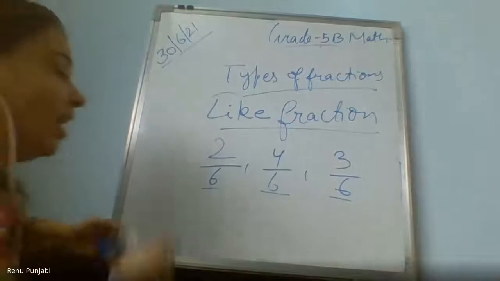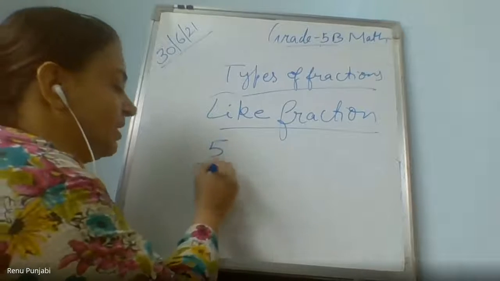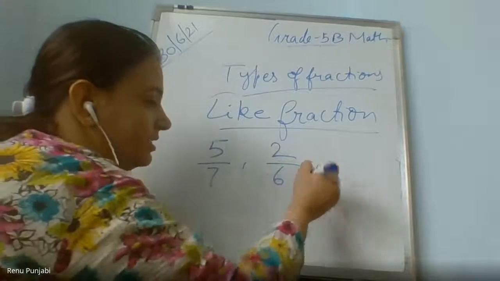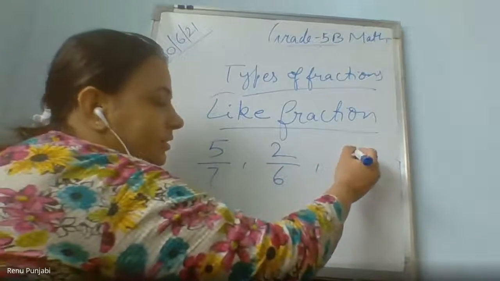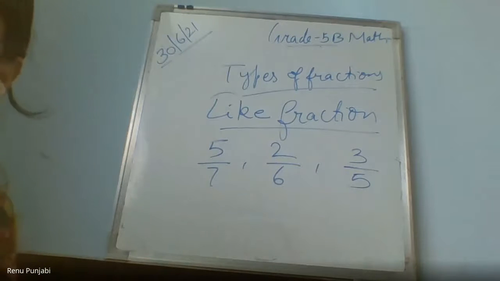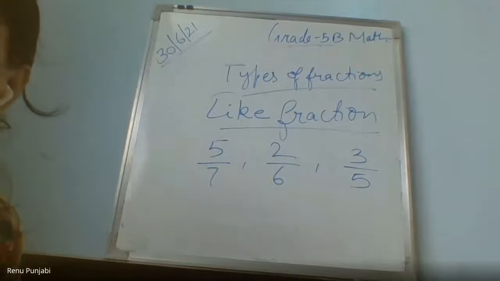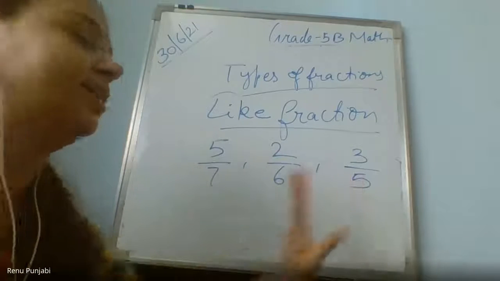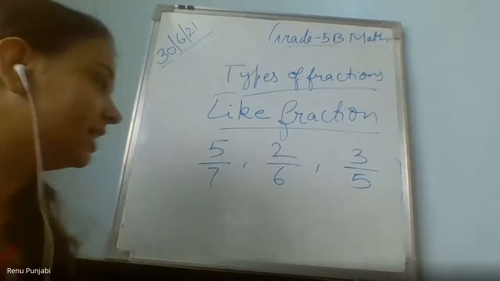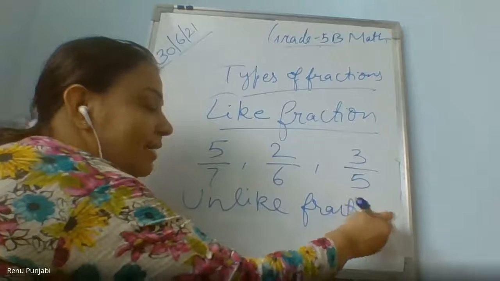Now, if the denominators are different, for example, 5/7, 2/6, 3/5, tell me, which type of fractions are these? Unlike fractions. These are unlike fractions. Neither the numerator is same, nor the denominator is same in these groups. Nothing is same. So these are unlike fractions. So we have learned like and unlike fractions.